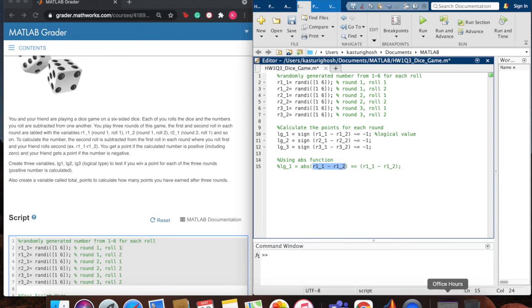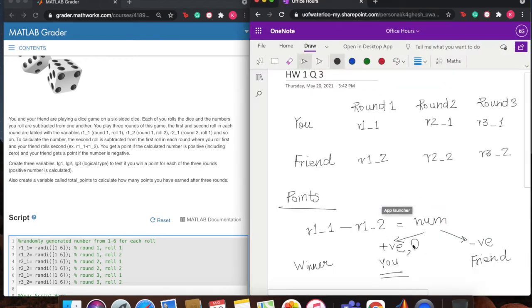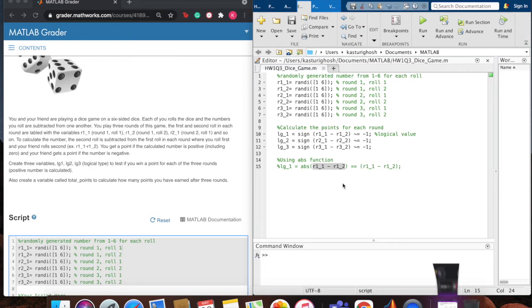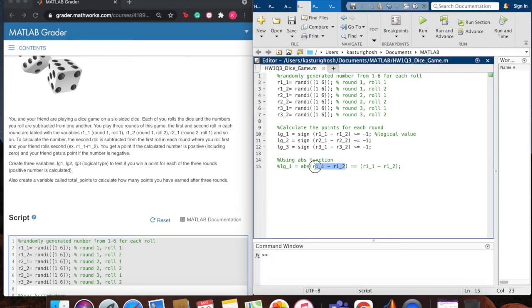This is the number that is the answer to check if I got the points or not, right? So if the absolute value of this particular number matches the actual subtraction, that means the actual subtraction is a positive value, because absolute values always turn all the variables within the absolute function into a positive number. So if the absolute value and the regular value match, that means the regular value was also positive, which means you won the point. And if it was 0, that also would give you true for the double equals equality sign, right?